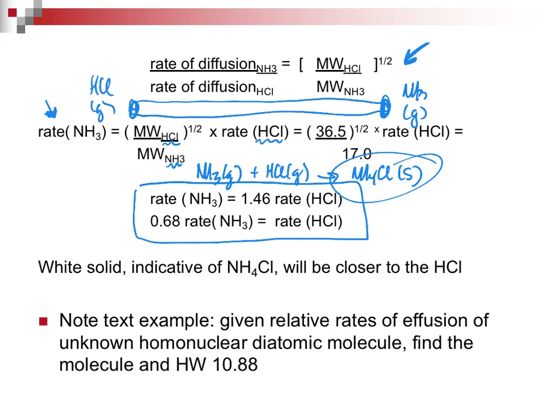So if I were to say, where is my solid going to form? Well, the ammonia is moving faster. We would see in the classroom that this would be the white solid. Maybe I didn't draw it quite right. But the white solid, indicative of NH4Cl, will be closer to the HCl input of the gas, all right? So what I'd like to make sure you do is the text example. If you're given the rates of effusion, find the molecule, and that's one example, and the other is 10.88.